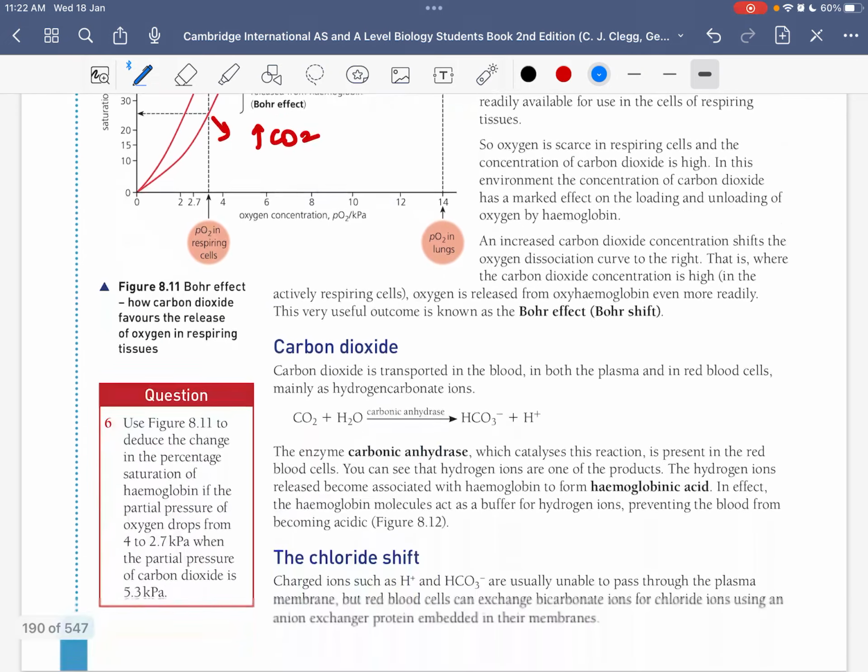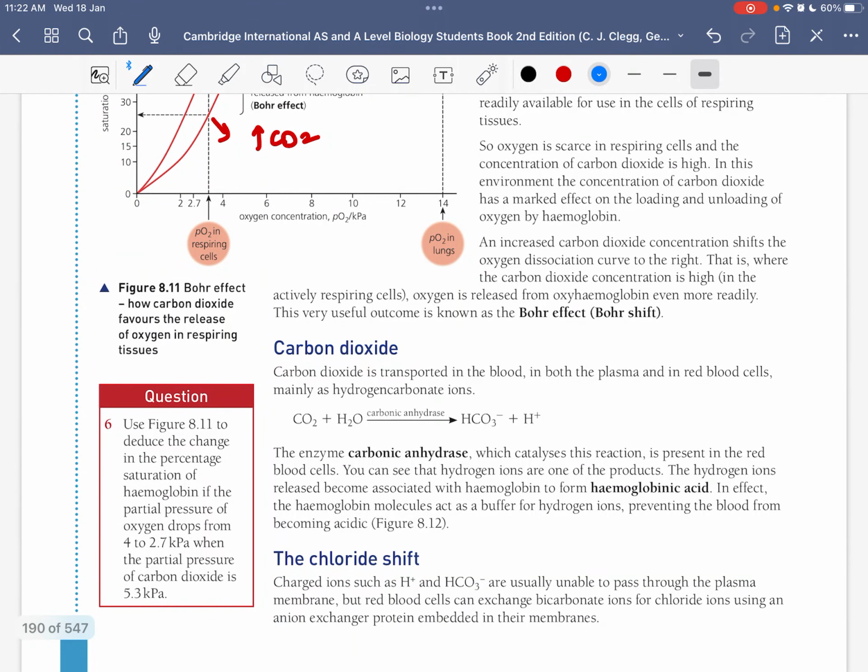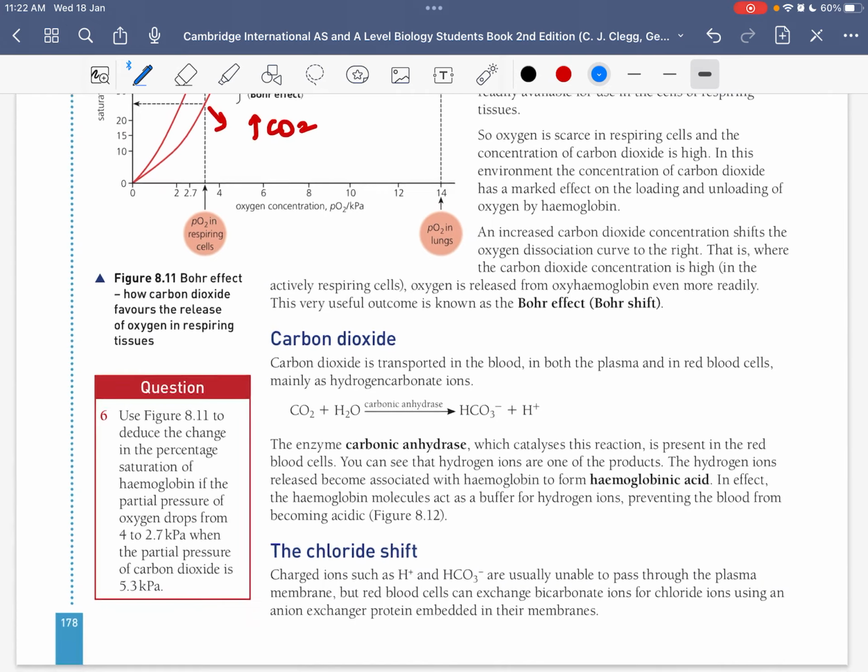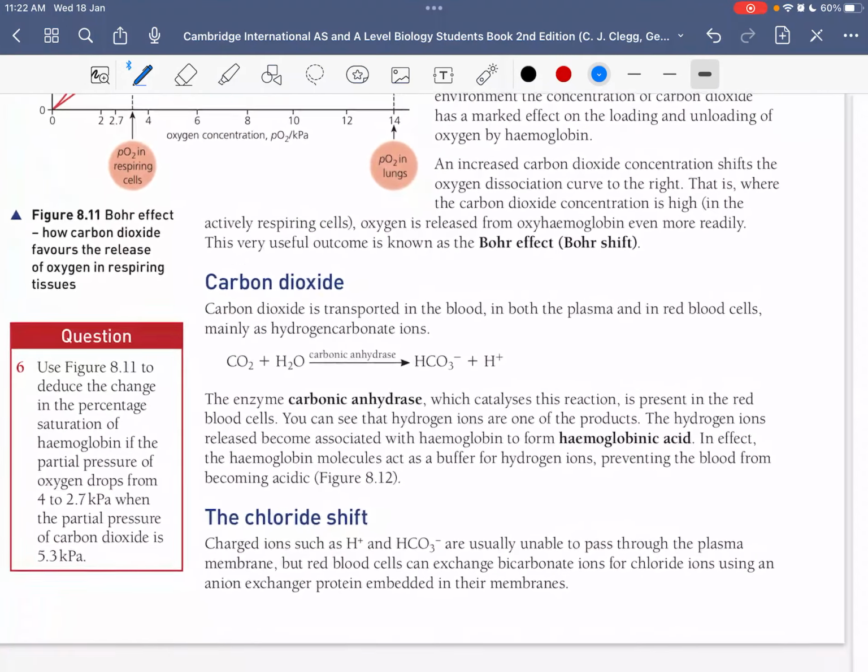Now moving to the transport of carbon dioxide in the blood, right? There were some queries which different students had, so I am attending to those queries.